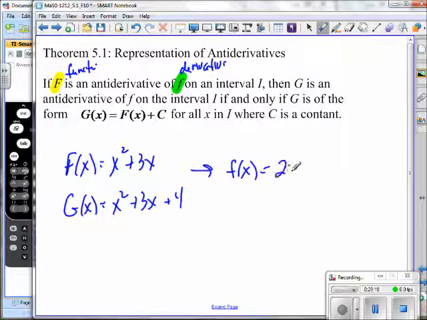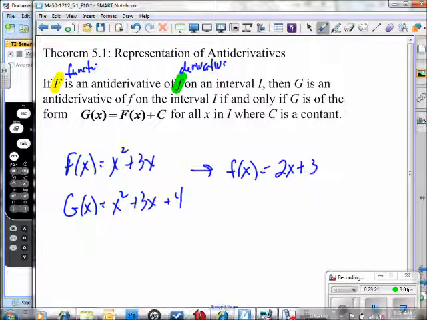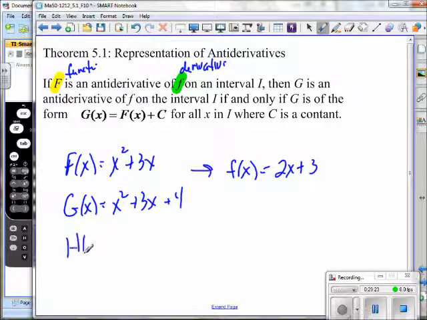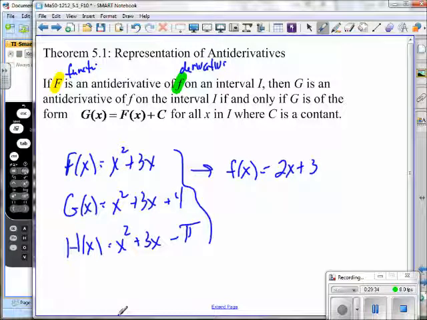A derivative of 2x plus 3, I could have h of x, and I could have x squared plus 3x minus pi, and again, all of those would have the same derivative. That's what this theorem is saying. Okay, nothing much except that.